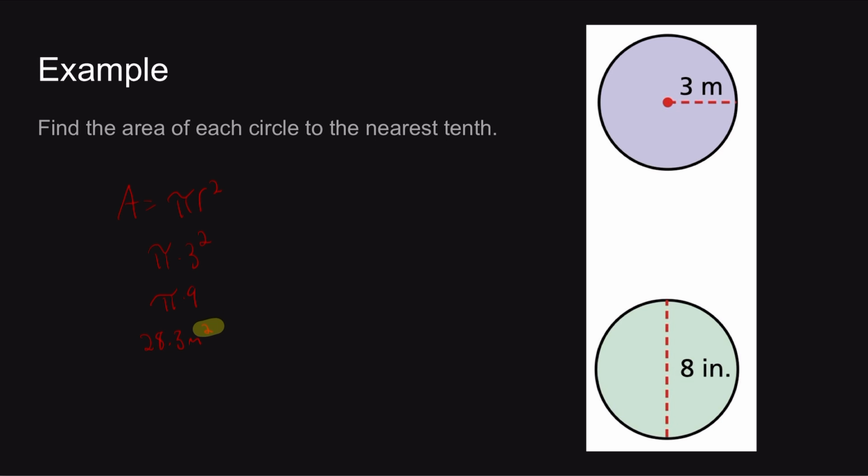Now, they gave us the diameter when we only want the radius when we're finding area. So what do we need to do?